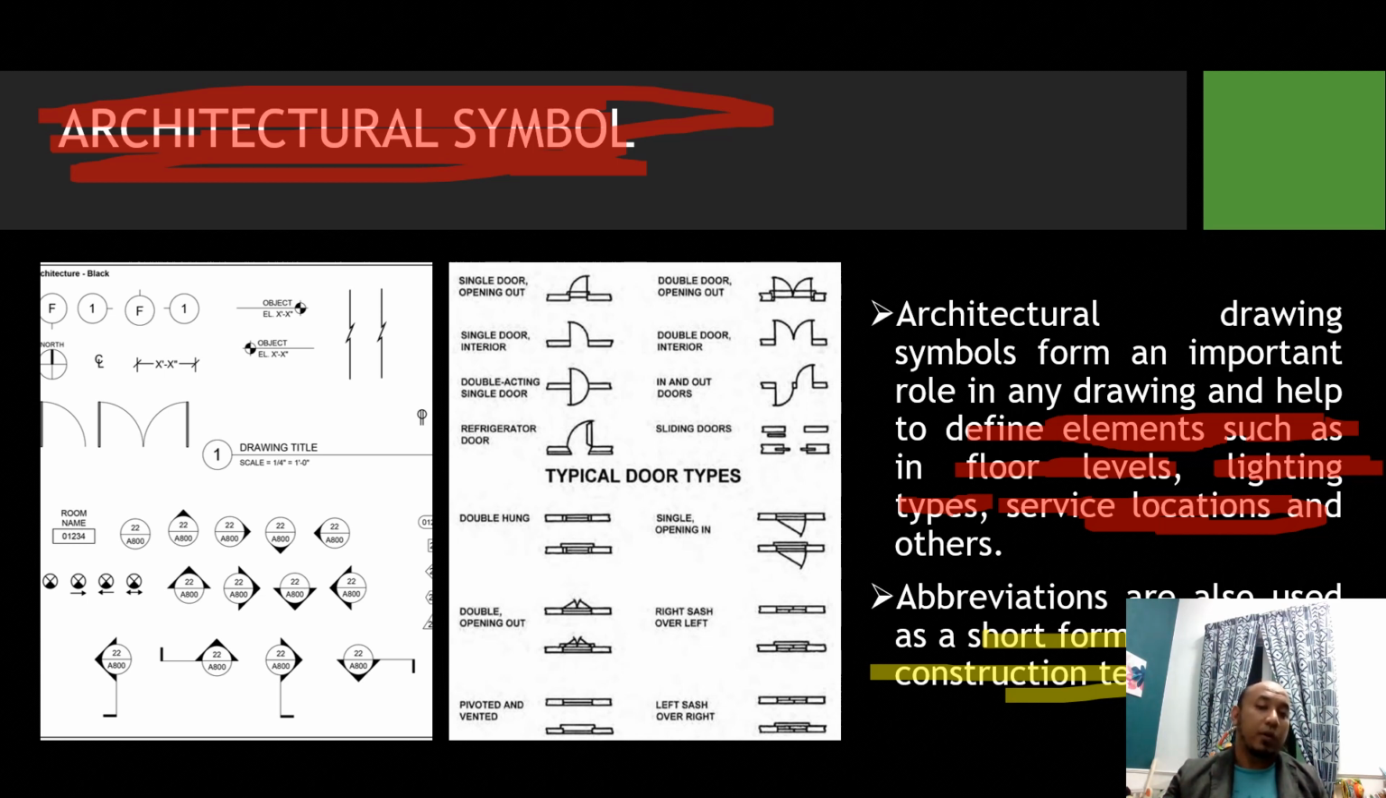For example, for the typical door only, there are many types. For the door, for example, single door. This is the symbol. Single door interior like that. Double acting symbol. Refrigerator door, double door opening out, double door interior, in and out door. So they have many symbols that we can identify and we can choose for our drawing based on the client requirement.